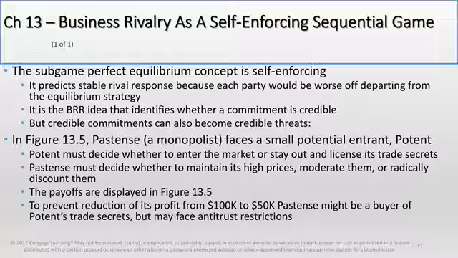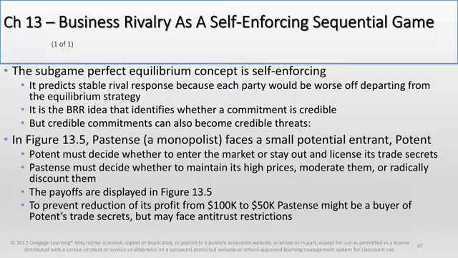SPE strategy prediction: Potent stays out plus licensing, and Pastinence discounts upon entry if needed. Strategic takeaway: SPE allows us to forecast realistic outcomes based on credible threats and commitments. Off-equilibrium moves, such as no reaction from Pastinence, are ignored in SPE analysis. Antitrust laws may block the obvious merger route, forcing a strategic response.